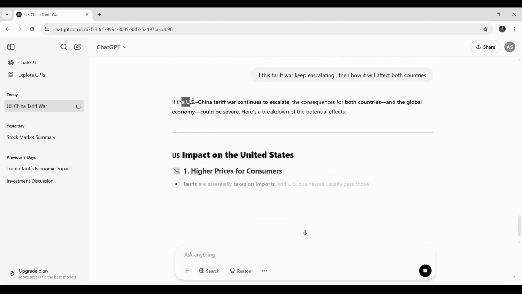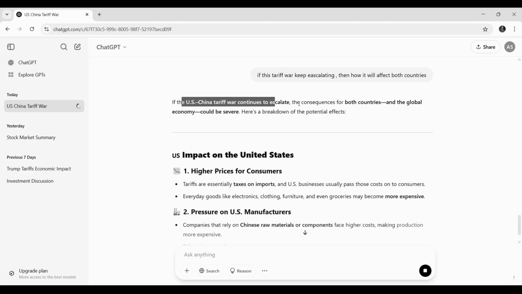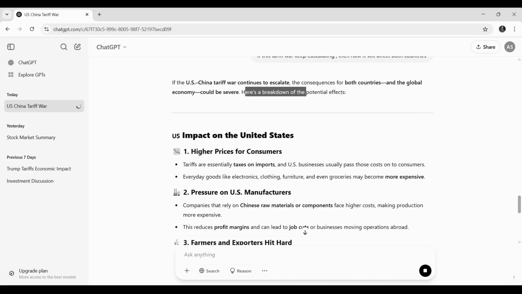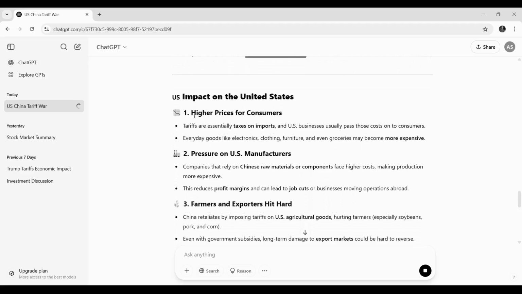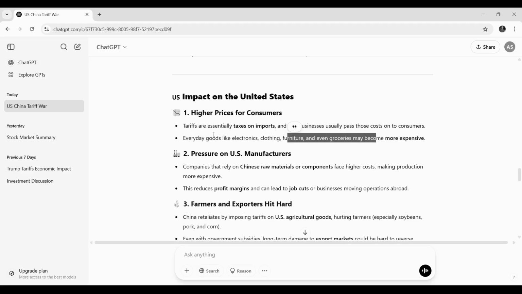If the US-China tariff war continues to escalate, the consequences for both countries and the global economy could be severe. Here is a breakdown of the potential effects. So US impact, impact on the United States. Okay, so higher prices for consumers. Tariffs are essentially taxes on imports. Okay, and US businesses usually pass those costs on to consumers. Okay, so everyday goods like electronics, clothing, furniture, and even groceries may become more expensive.